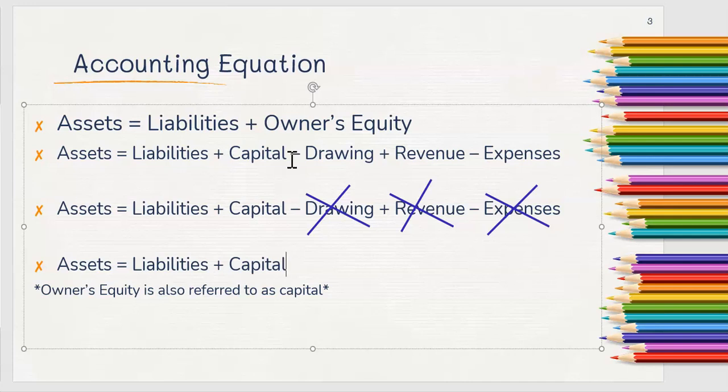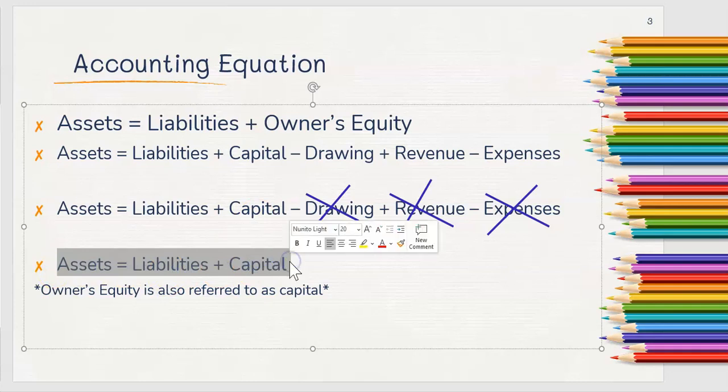So when we talk about closing the temporary accounts, drawing, revenue, and expenses, we're simply taking these accounts and putting them into the capital account. So drawing is going to go into the capital account, revenue is going to go into the capital account, expenses go into the capital account. It's important to know that owner's equity can also be referred to as capital, and that's where we see in the new equation, which is not new, it just looks a little different, of assets equals liabilities plus capital. That's the equation once all the closing entries have been made.